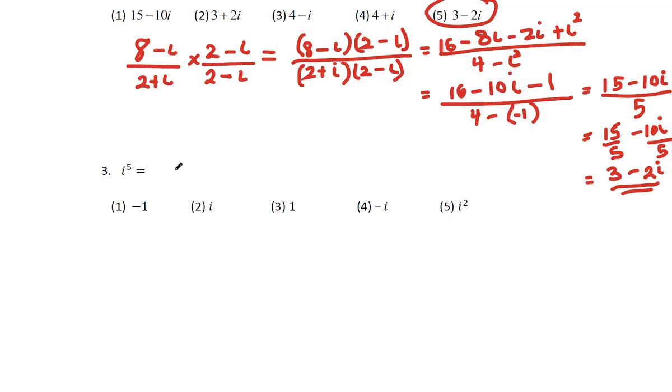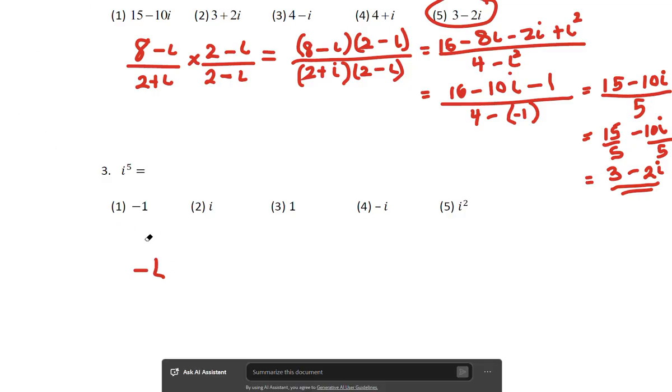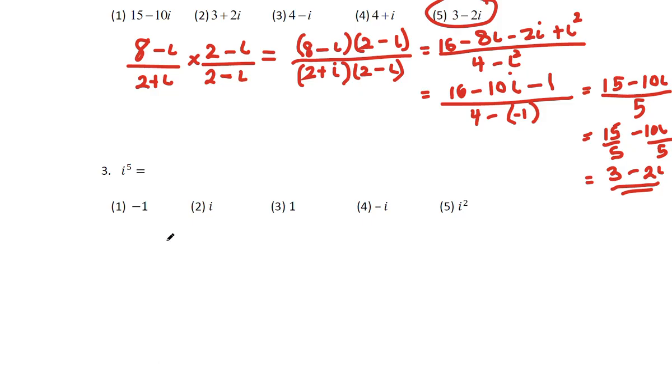Now, i to the 5th power. Remember that i squared is equal to negative 1. So let's look at this. We're going to use the fact that i squared is equal to negative 1 to find i to the 5th power. That's what we're asked to find: i raised to the 5th power.